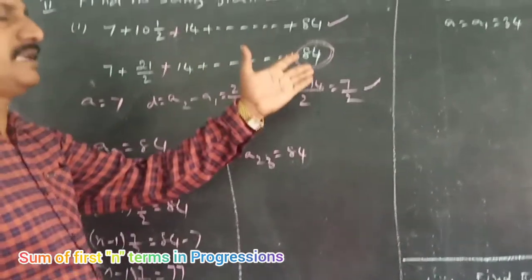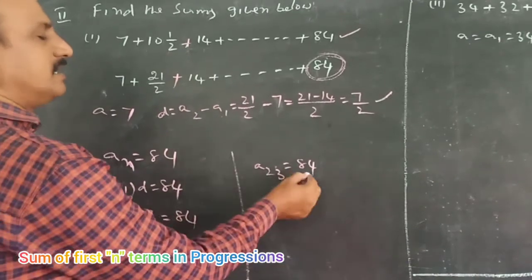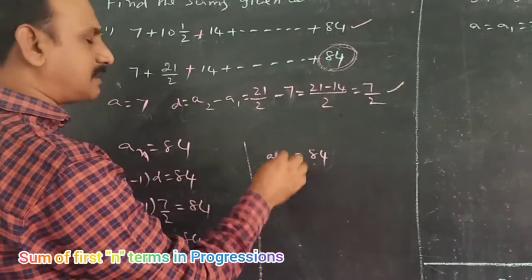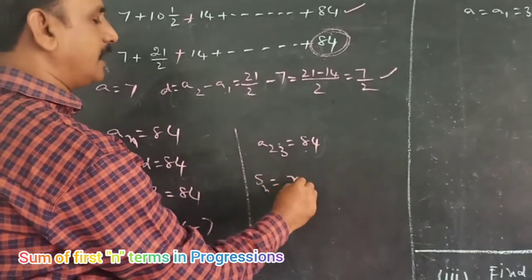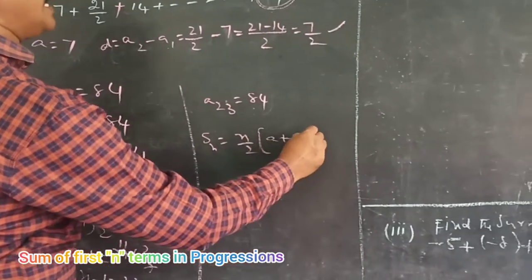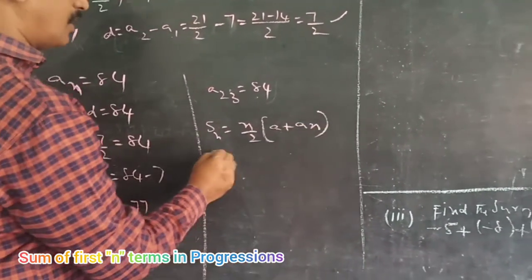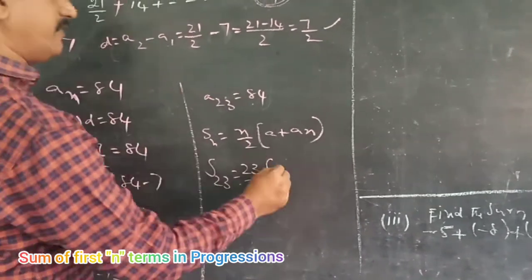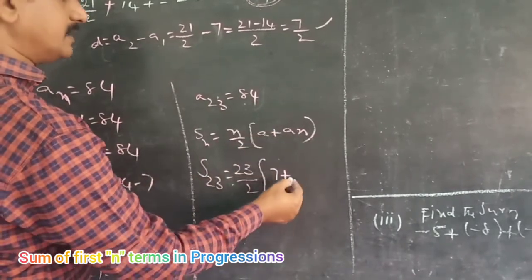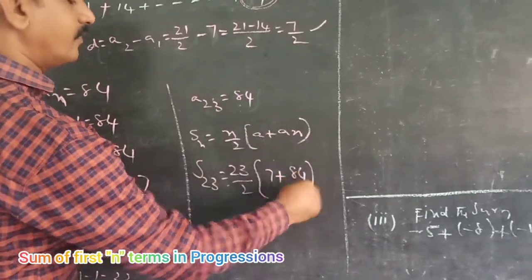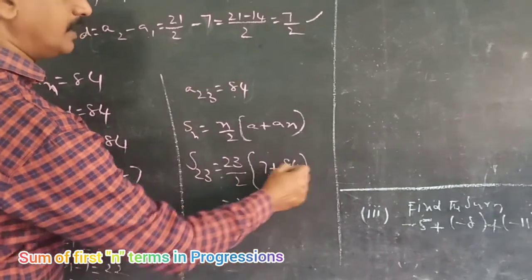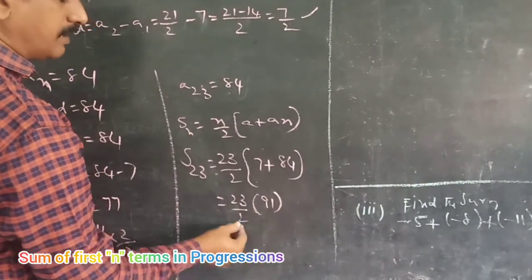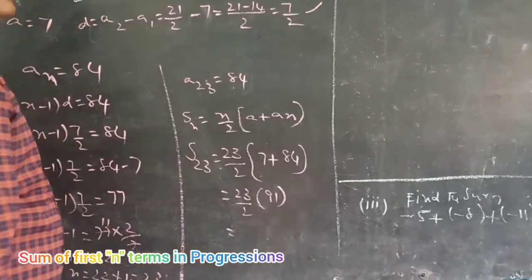So how many terms are there? 23 terms. So find out the sum of the 23 terms. We know the last term, so apply the second formula for the sum of the terms. Sn equals n by 2 into (a plus an or l). How many terms? 23 terms. So 23 by 2 into (a equals 7 plus an, the last term, 84). So 23 by 2 into (84 plus 7), which is 91. Then multiply that by 2, that's the simplification. Next.